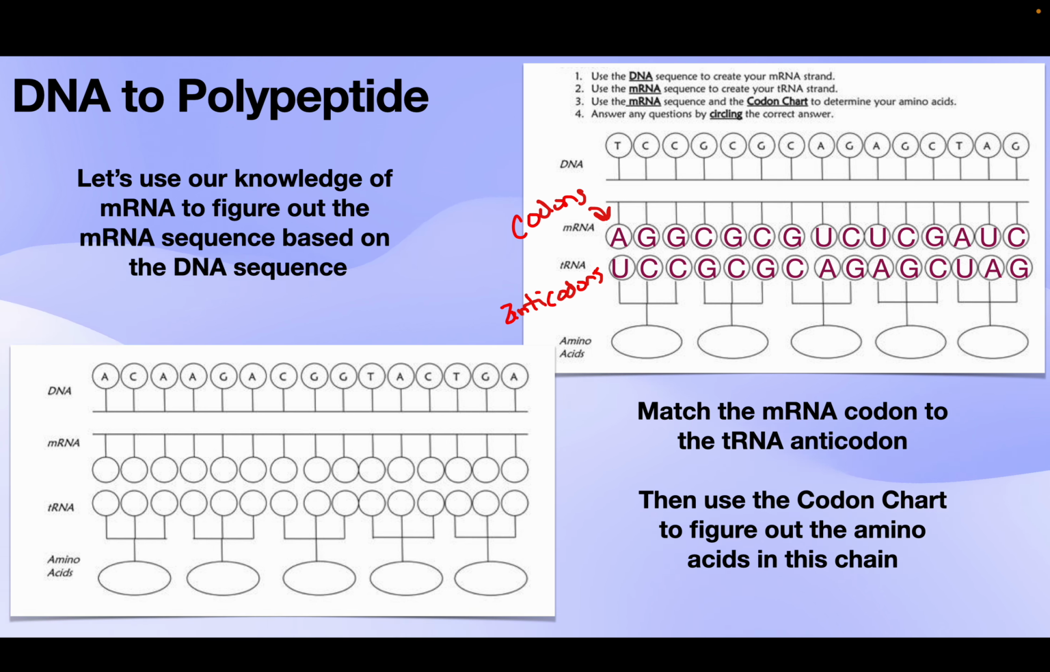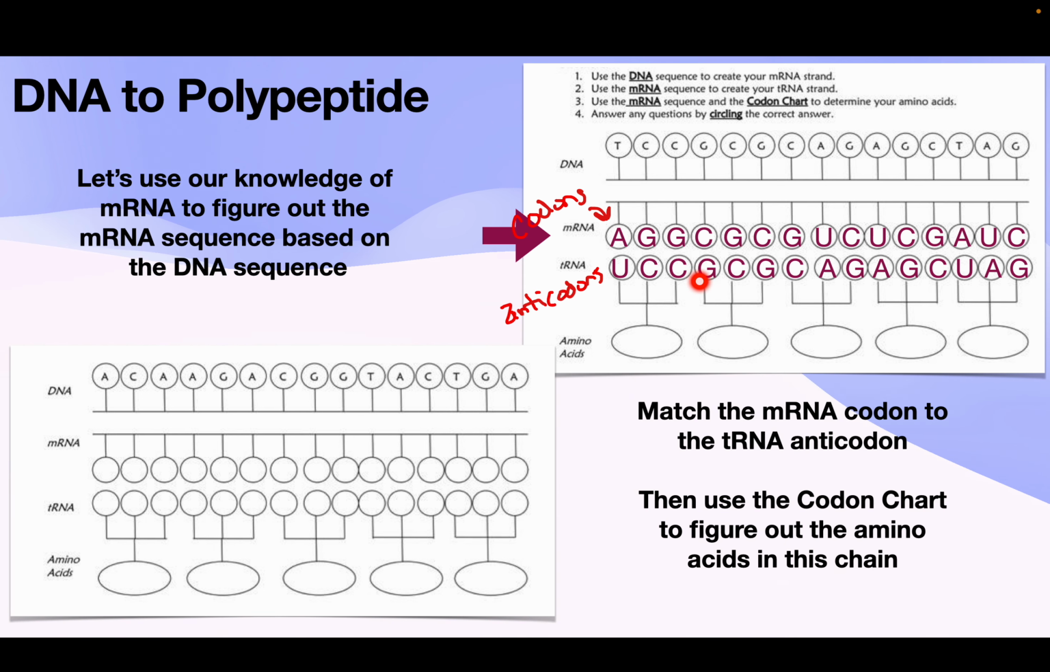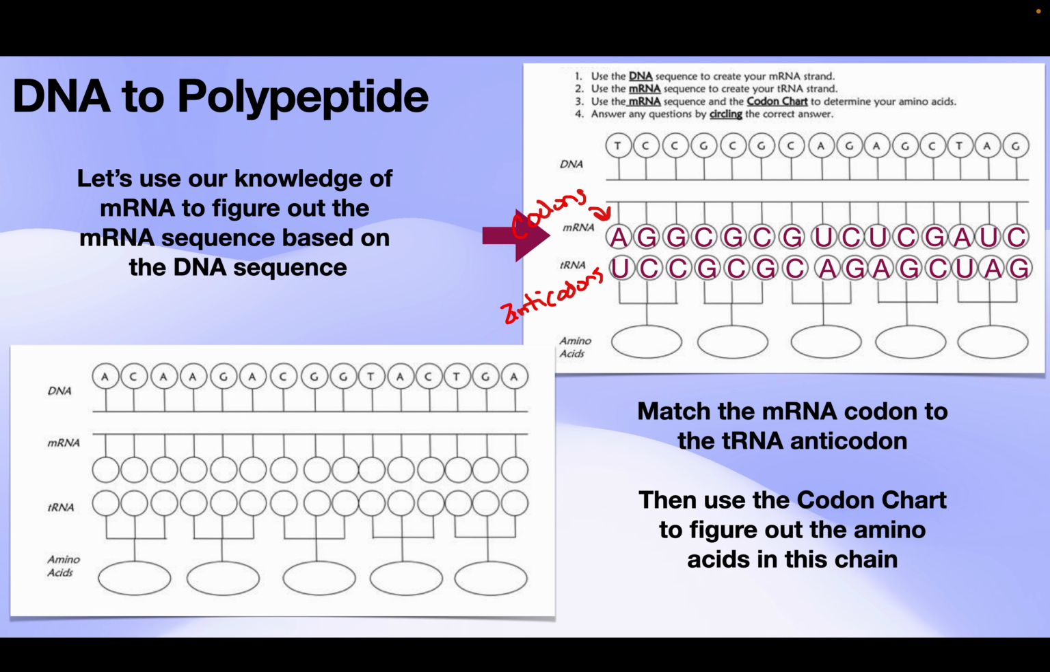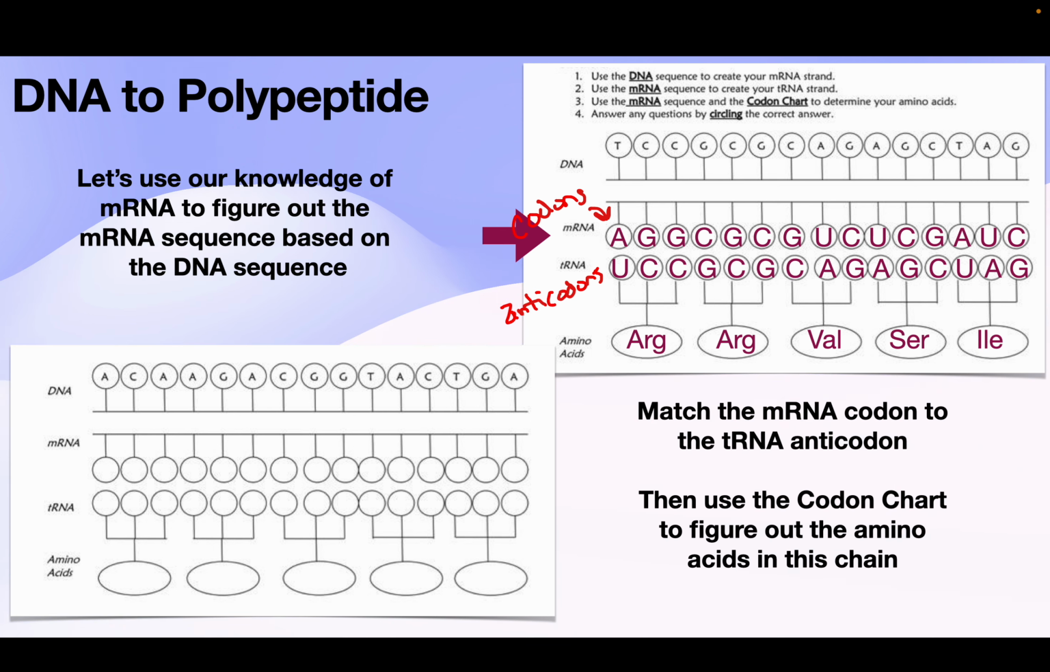Now, to figure out the amino acids, you have to use the codons. So we're going to be using these letters for the amino acids, not the tRNA, okay, because we're matching to the codons, and the tRNA is just how it matches, okay? So use your codon chart. That's why it's called a codon chart. We're using mRNA codon. So AGG gives us arginine. CGC gives us arginine again. GUC gives us valine. UCG gives us serine, and AUC gives us alanine.